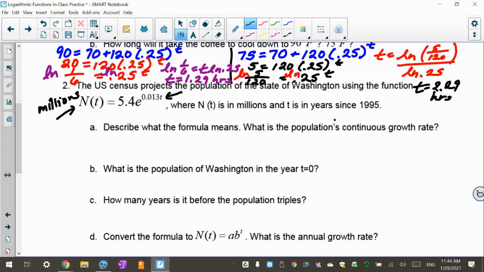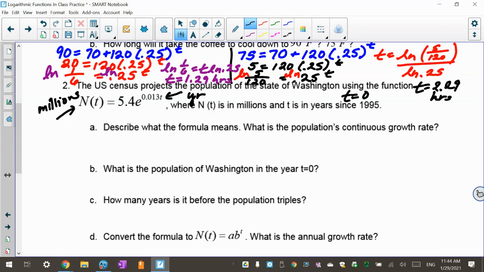And t is time in years since 1995. So t equals 0 is 1995. So basically our equation is starting in 1995. Let's describe what the formula means and what is the population's continuous growth rate.